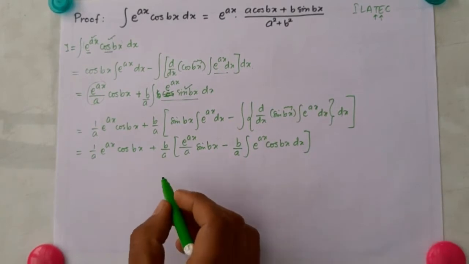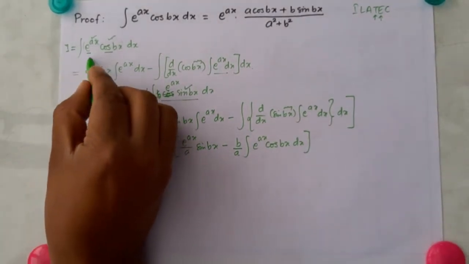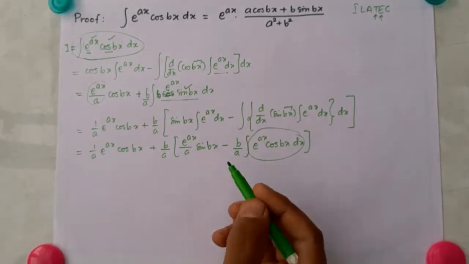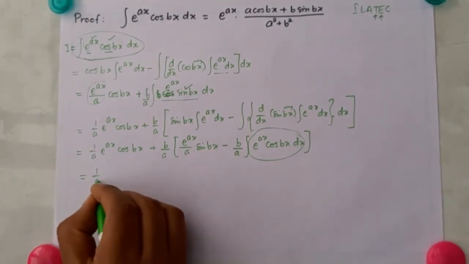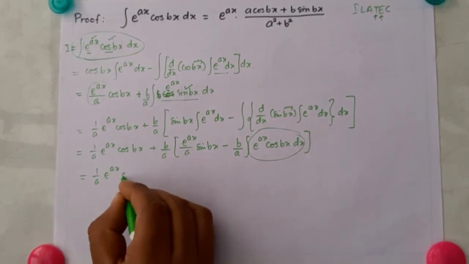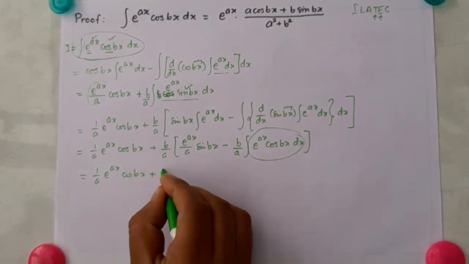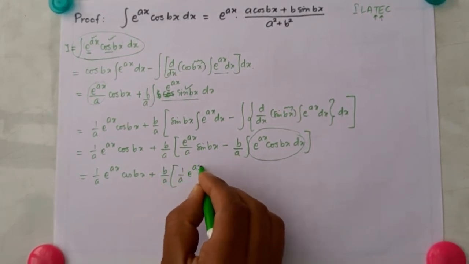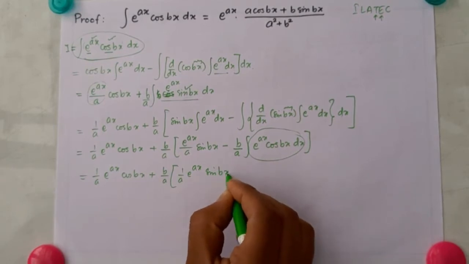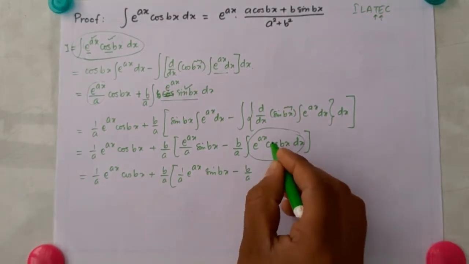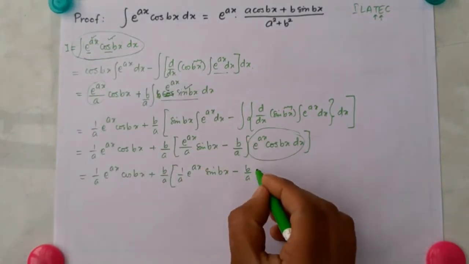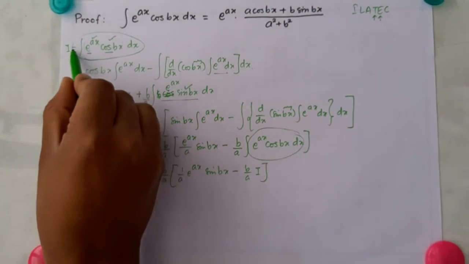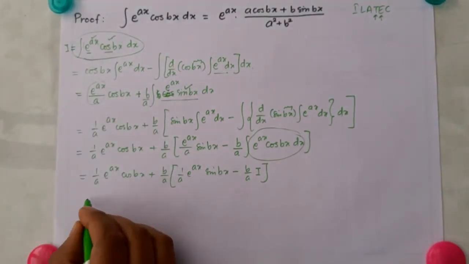So close the bracket. Now see here carefully, I is equal to this much, isn't it? Now is this equal to I? Yes. So that's why we have 1 by a e to the power ax cos bx plus b by a, 1 by a e to the power ax sine bx minus b by a, and this whole integral is integral I. Okay, and what is our aim? Our aim is to calculate the value of I, isn't it? So let's open up the bracket.